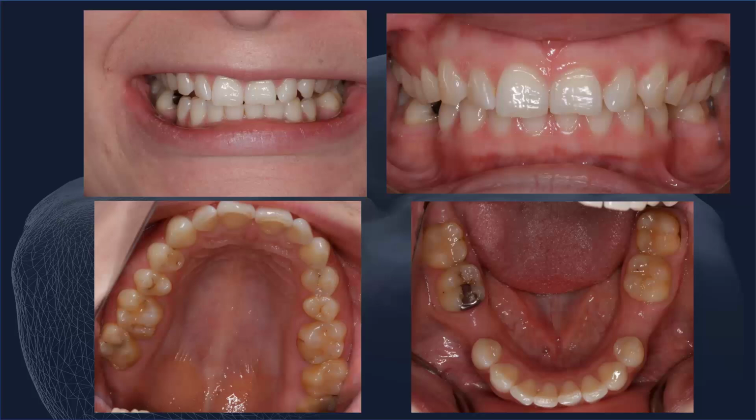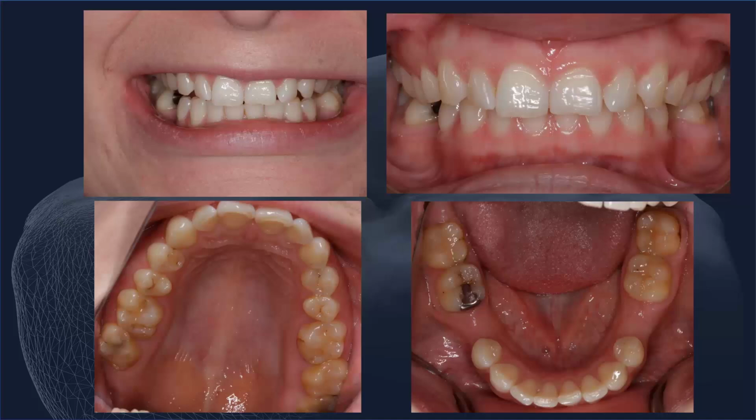Because of that, I decided to do single arch reconstruction, so that's the upper arch reconstruction. I will discuss this case on the 11th of March. I decided to do upper direct reconstruction, and for the lower I just replaced all the old fillings with new fillings and placed 2 implants.